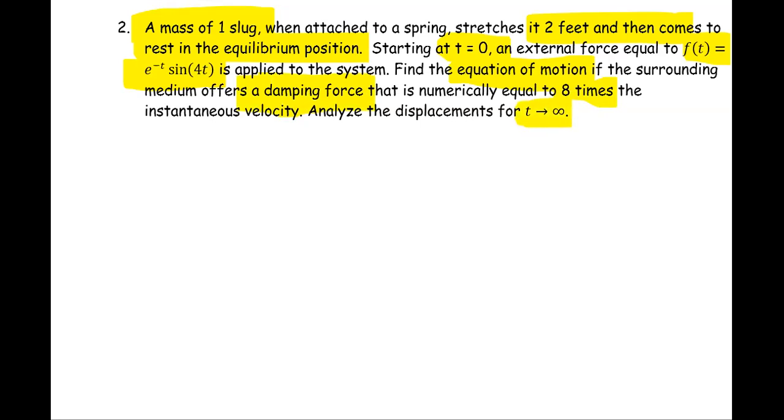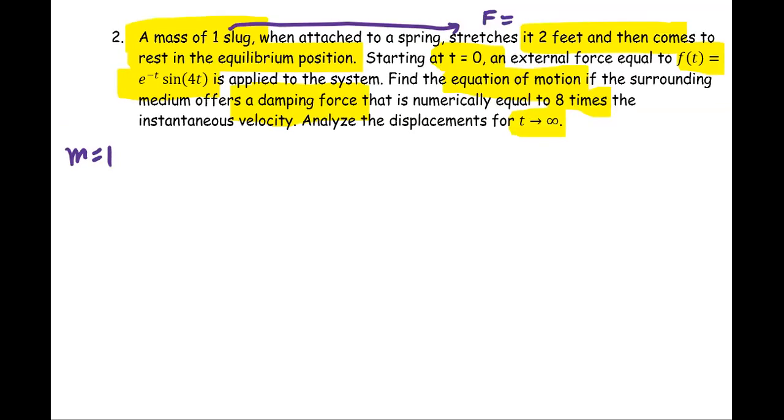All right. So what we have is m equals 1. And then the spring stretches 2 feet. So for this part, if we use F equals k times x, the force here is going to be 1 times 32. So the weight is 1 times 32.